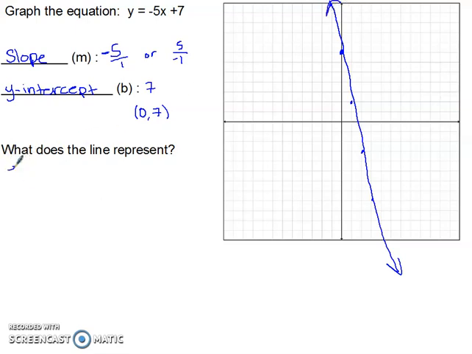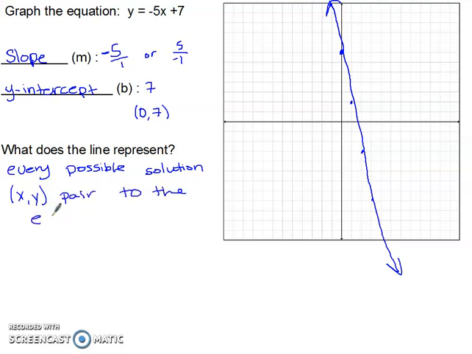Now this line represents every possible solution, or xy pair, to the equation y equals negative 5x plus 7. Every single point on this line works when we plug it in for x and y in my equation.